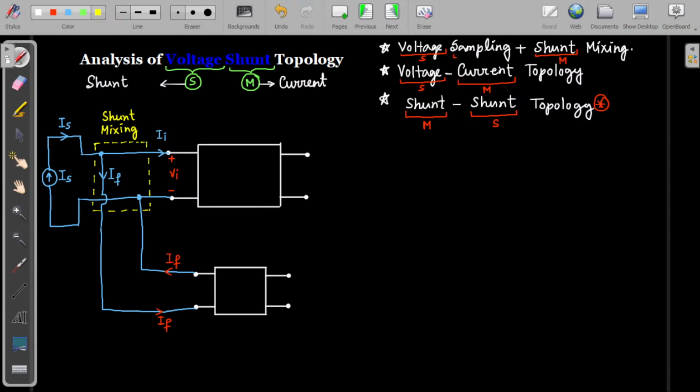So if it is shunt mixing, then the input coming here is a current. Now if we want to do voltage sampling, let us do the voltage sampling. Here also there will be a shunt connection. Let us draw that. The shunt connection from here. We know that in voltage sampling we have to do the shunt connection, and from here only the load resistance will be connected.